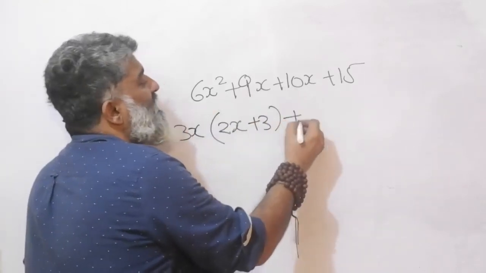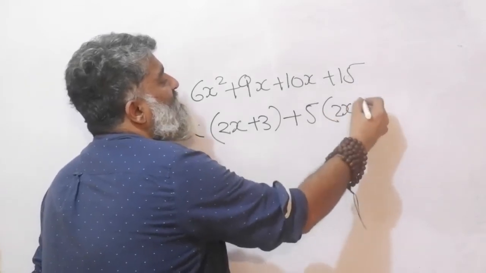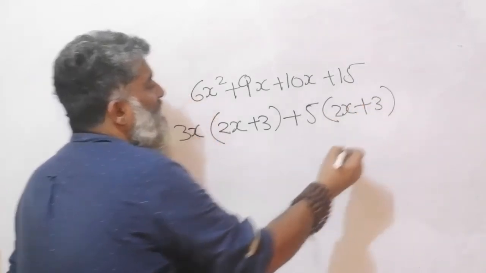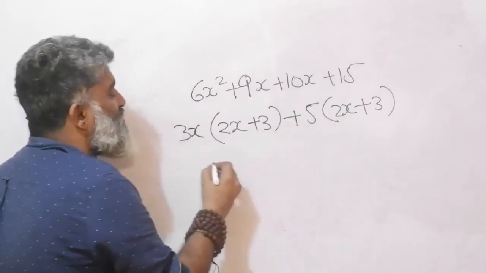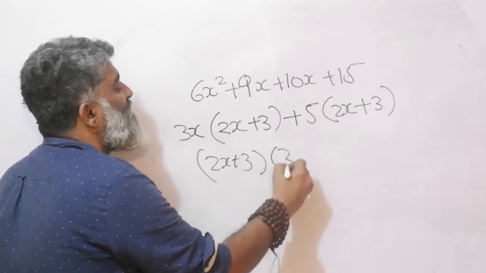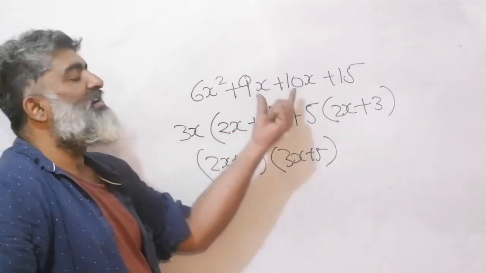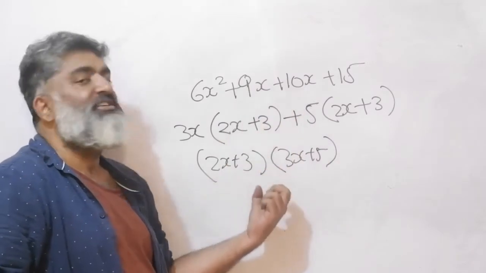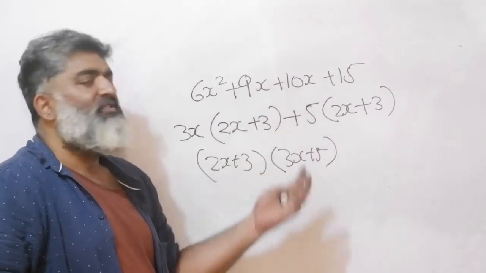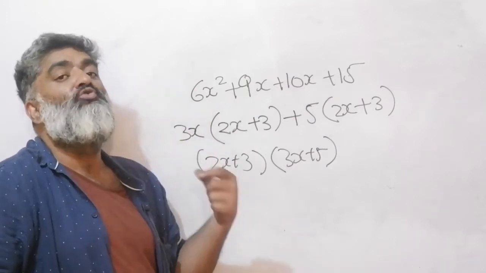What about this? Can I take a 5 common out, and I'll be left with a 2x, and then instead of 15 I can write a 3. Oh wow, 2x plus 3 is common, so 2x plus 3 is what I can take out, and inside I'll be left with a 3x plus 5. So once you split the middle term, you will see that the factorization will become clearer. Most of the time it will make your life easier compared to not having any clues at all.